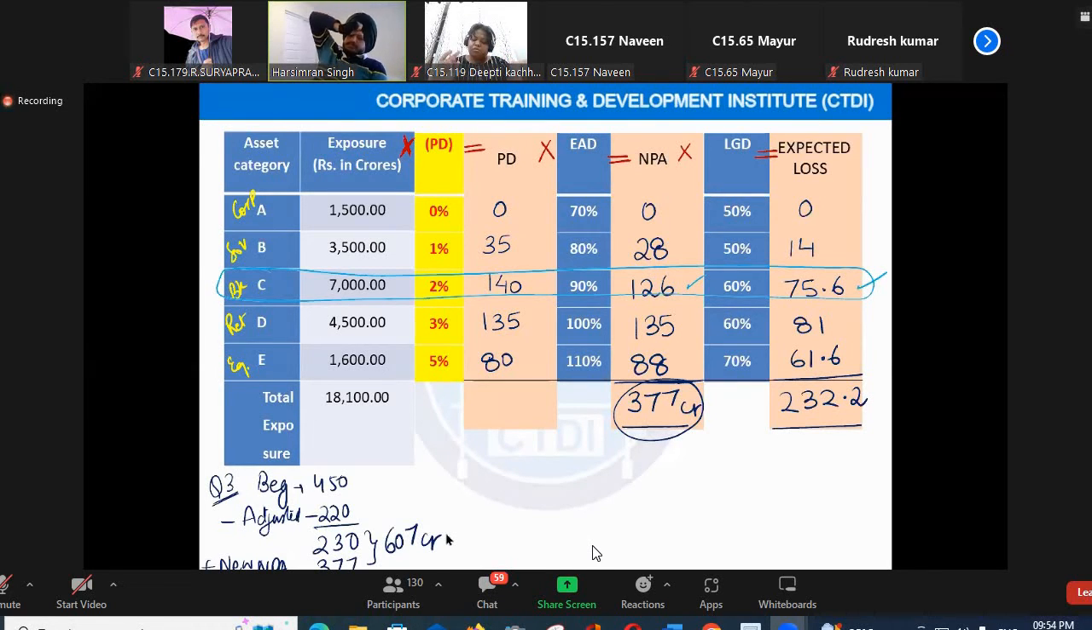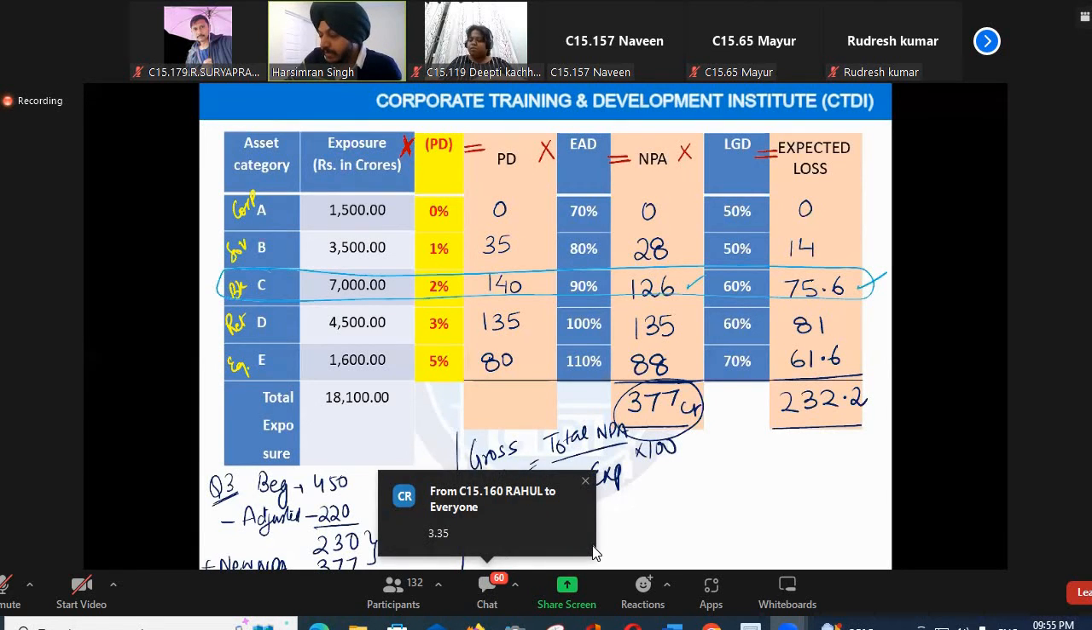Next question. GNPA of the bank at the end of the year. Gross NPA is your total NPA divided by total exposure into 100. So what is your total NPA? Your total NPA 607, total exposure 18,100, into 100. How much is it? Tell me.